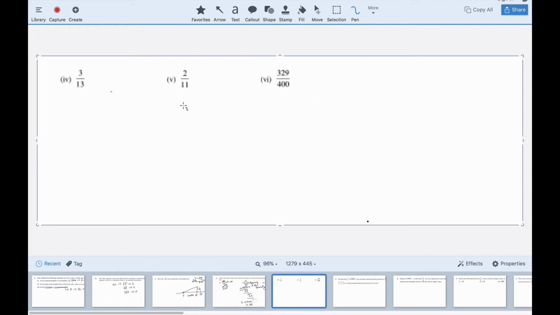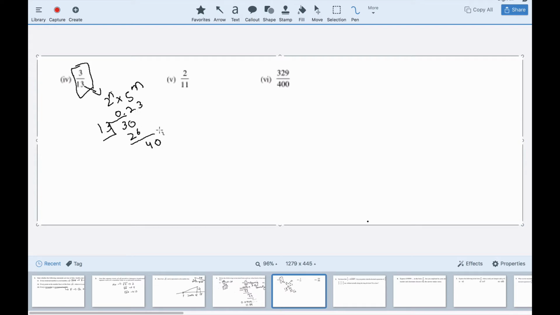We have question which says that 3 upon 13. Now again 13 is not in the form of 2 raised to power n into 5 raised to power m. So it must be non-terminating and recurring. So let us divide and see. 13 outside, 3 inside, 0. Add 2, I get 26. Then I get 4. I cannot divide, so again I put a 0.